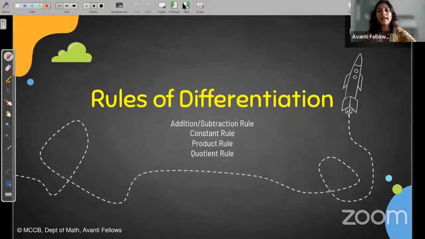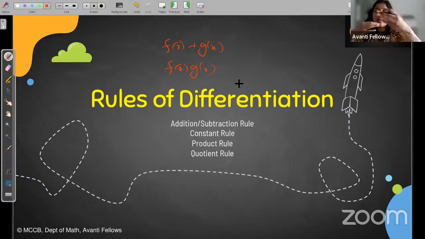Next, we will see rules of differentiation. What if we have more than two functions, say f of x plus g of x? How to differentiate this function? What if we have a product of functions, say f of x into g of x? How to differentiate it? What if we have functions in quotient form? All those things we will study here in the rules of differentiation. We will see the addition and subtraction rule, constant rule, product rule, and the quotient rule. Well, let's begin.